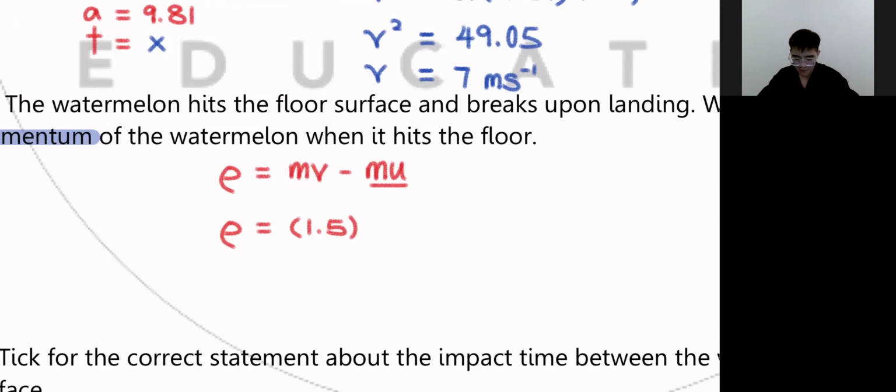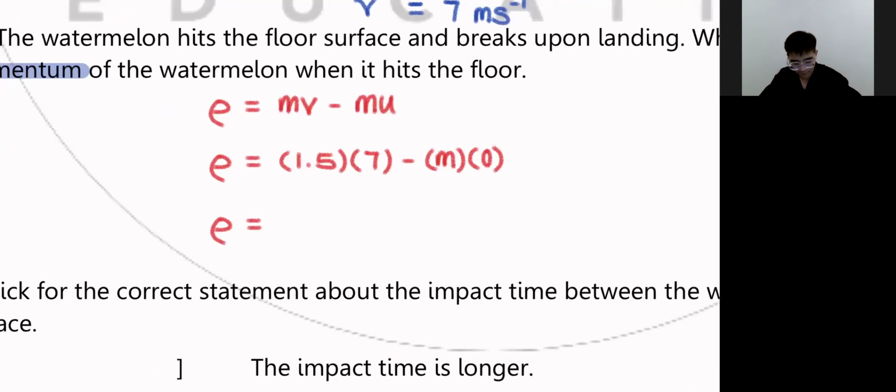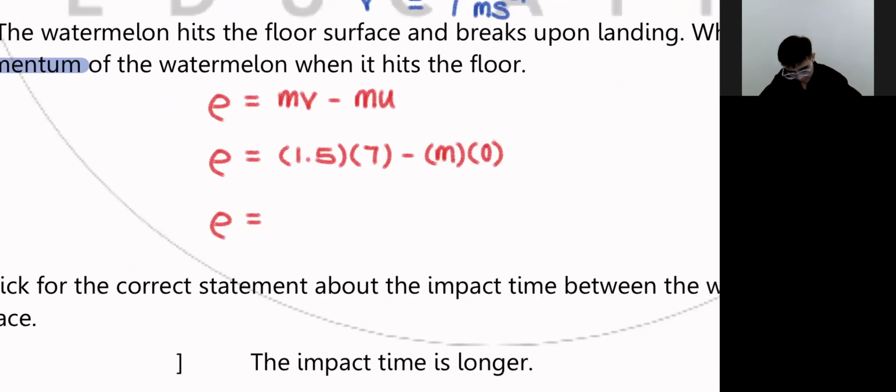And let me show you why, because your initial velocity of the watermelon is 0. Right? And then just now, from the previous question, we already found out that the final velocity before the watermelon hits the floor will be 7 meters per second. Then minus the mass of the watermelon, which is 1.5, multiplied by 0. So that's why I say your initial momentum will be 0, because the initial velocity is 0. So there will be no momentum initially. So then your answer will be just 7 multiplied by 1.5, which is 10.5.